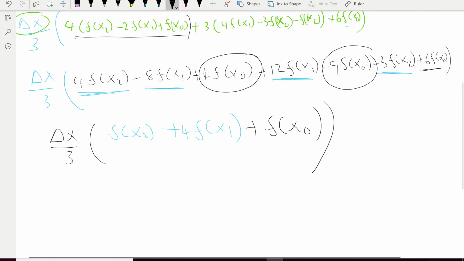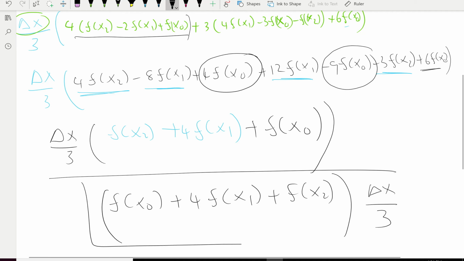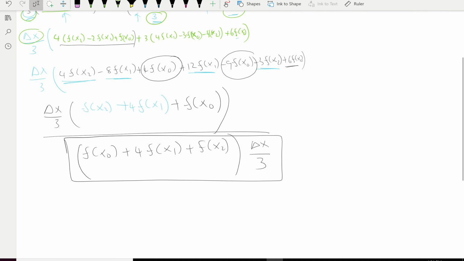So the formula is, let's rewrite this, f(x0) plus 4f(x1) plus f(x2), times everything times delta x over 3. Fantastic. So this is the simplified area under the parabola within the first two subintervals. Okay, let's continue our work in a new sheet now.